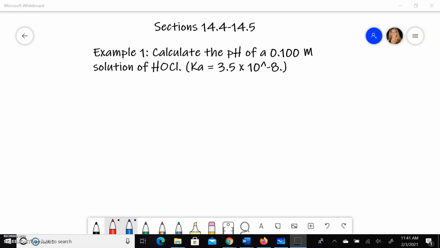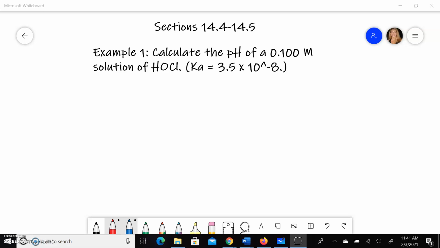All right, for sections 14.4 to 14.5, instead of just looking at the notes, we're going to actually go through several problems so you can kind of see how those notes apply to solving problems. And you can use these as examples. So we're going to calculate the pH of a 0.1 molar solution of HOCl.